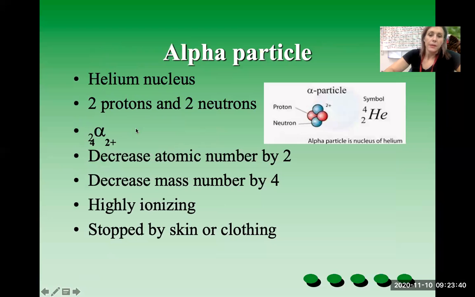An alpha particle is basically a decay of a helium nucleus. 2 protons and 2 neutrons leave the nucleus. They decrease the atomic number by 2. They decrease the mass number by 4. This is the symbol, which looks like an A in cursive. That's an alpha particle. The mass number would be up here, that's 4, and the atomic number decreases by 2. They're highly ionizing, which means they can gain or lose electrons, and they can be stopped by skin or clothing or a sheet of paper.